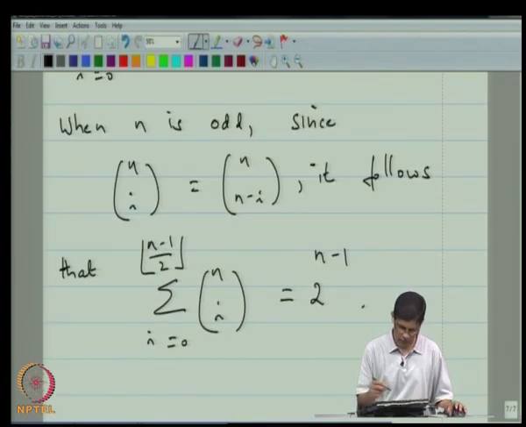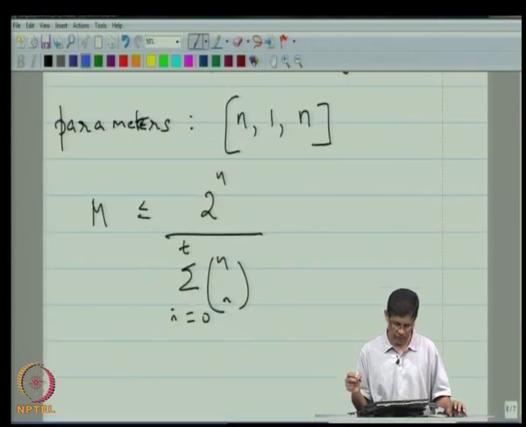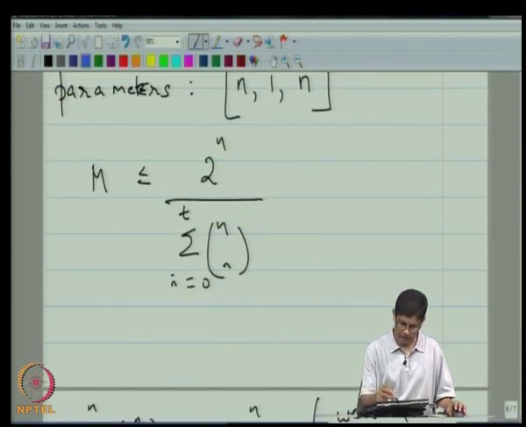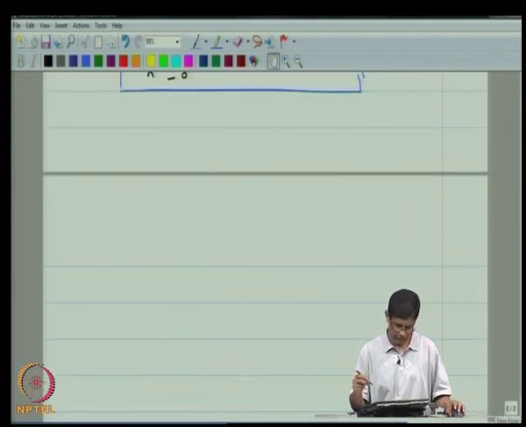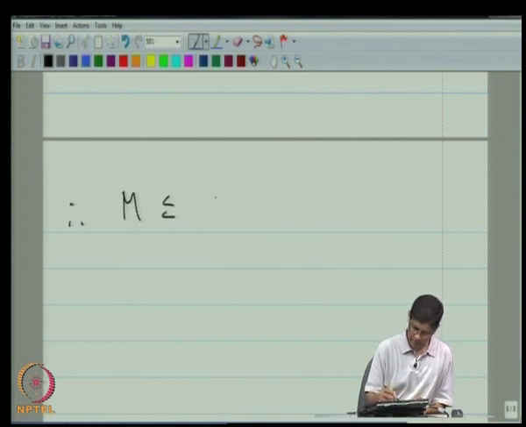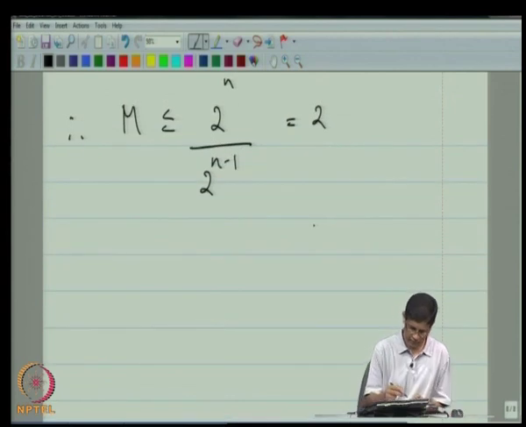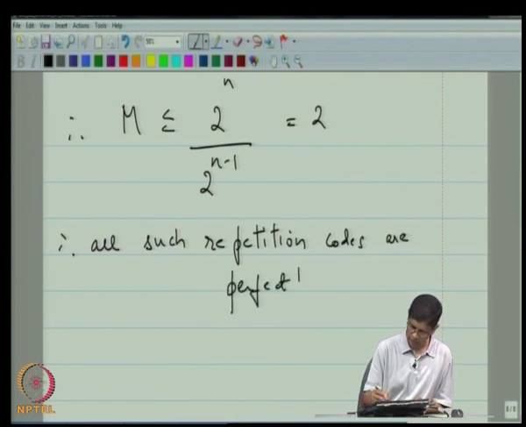So, now we are ready to plug this in. So, we want to use this and plug it into the Hamming bound. So, here is the Hamming bound. We want to replace this denominator here with what we have just derived. Therefore, M is less than or equal to 2 to the n divided by 2 to the n minus 1, which is 2. Okay. Therefore, all such repetition codes are in fact perfect.